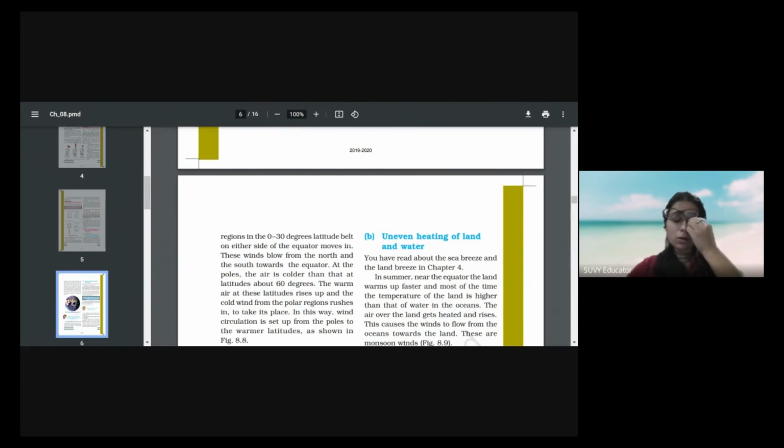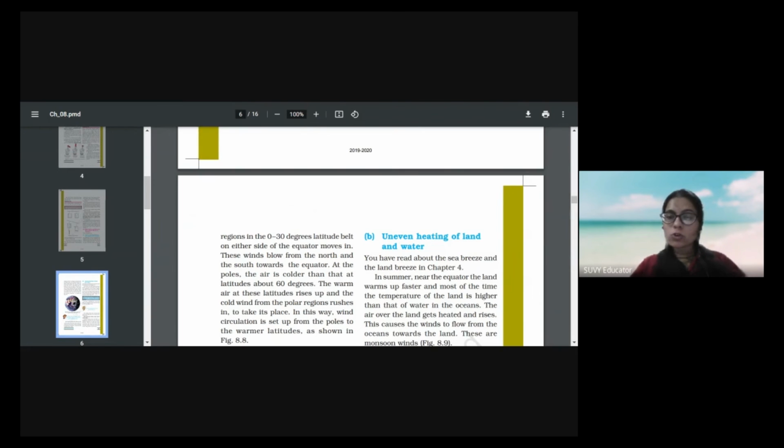At the equator during the summer season the land gets heated up faster, and most of the time the temperature of that land is higher than that of the water. So in the equator region during the summer the land heats up faster than the ocean. So when land heats faster, the air over the land will get warmer faster in comparison to the air above the ocean, right? So what will happen? This caused the winds to flow from the oceans towards the land.